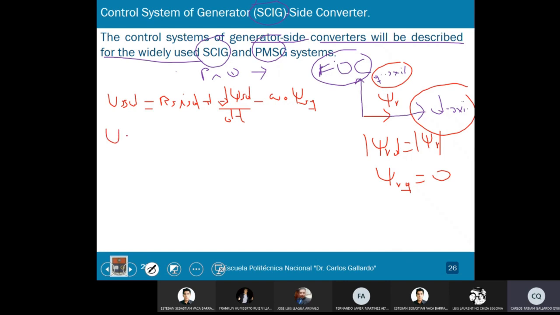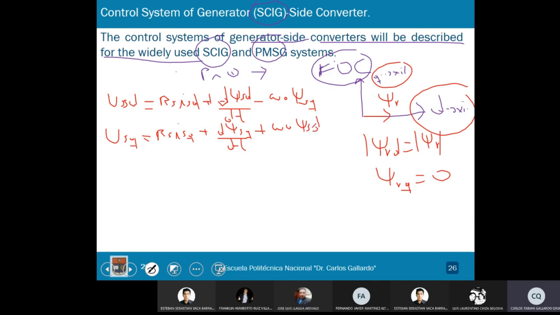I will have here the stator voltage on Q-axis. We have already demonstrated this equation in the previous lecture. The stator resistance times the stator current on Q-axis, plus the derivative of the stator flux on Q-axis with respect to the time, plus the synchronous speed times the stator flux on the D axis. This is the equation for the stator.